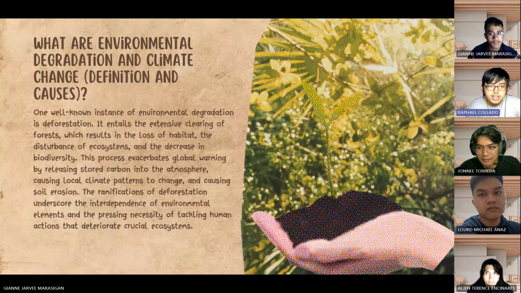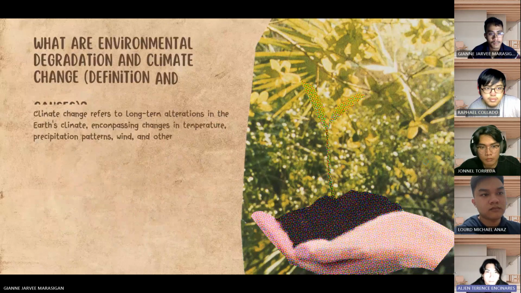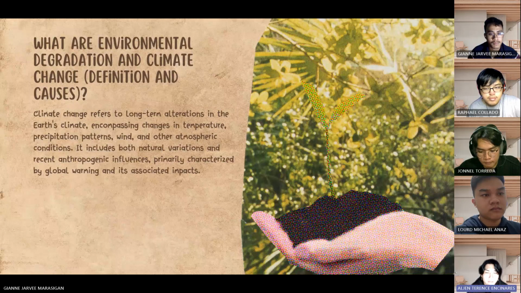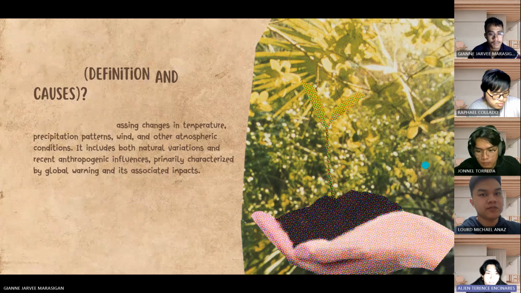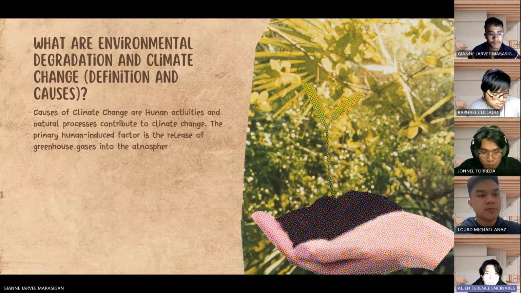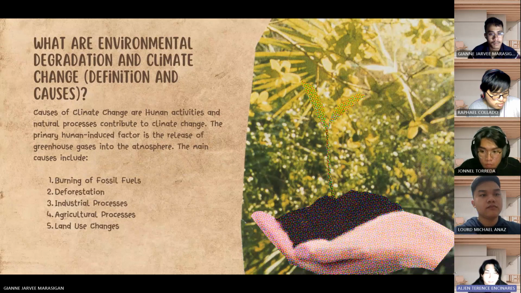crucial ecosystems. Next. Climate change refers to long-term alterations in the Earth's climate, encompassing changes in temperature, precipitation patterns, wind, and other atmospheric conditions. It includes both natural variations and recent anthropogenic influences, primarily characterized by global warming and its associated impacts. Causes of climate change: both human activities and natural processes contribute to climate change. The primary human-induced factor is the release of greenhouse gases into the atmosphere. The main causes include burning of fossil fuels, deforestation, industrial processes, agricultural processes, and land use changes.